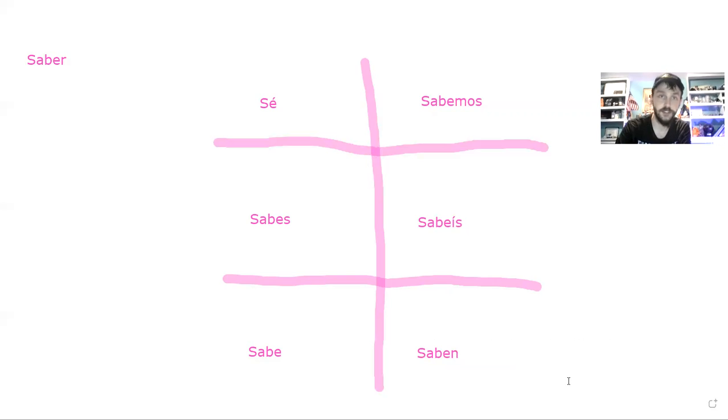Okay. So your conjugations in the indicative present tense of the Spanish verb saber is yo sé, tú sabes, él sabe, ella sabe, usted sabe. Nosotros sabemos, nosotras sabemos, vosotros sabéis, vosotras sabéis, ellos saben, ellas saben, y ustedes saben.